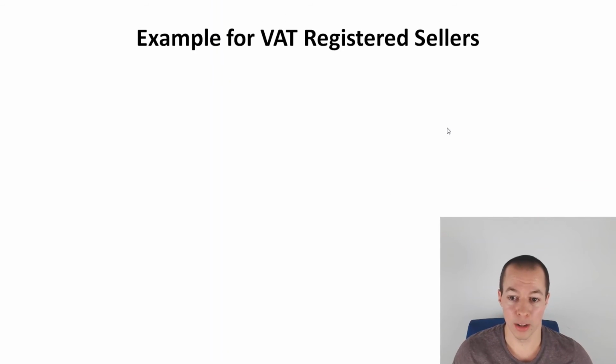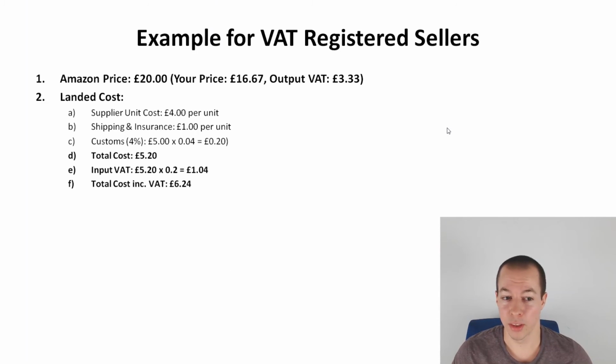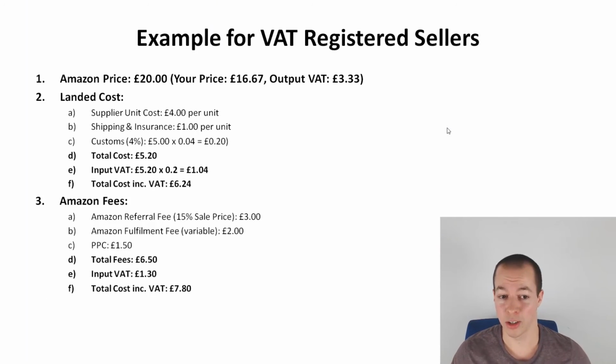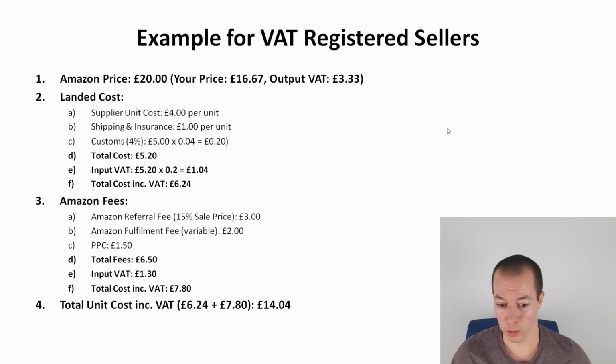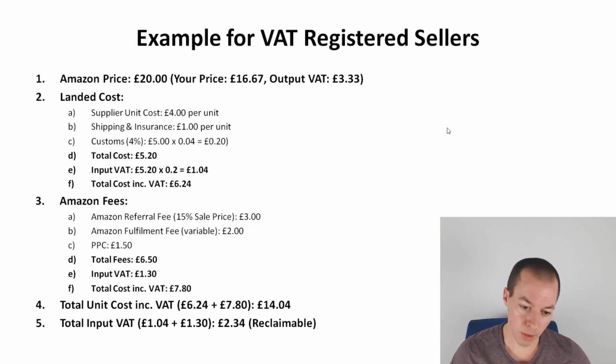You've already seen the breakdown of the landed costs and Amazon fees, because they remain exactly the same. You're still paying the exact same amount of VAT. The only difference is you can reclaim it this time. So as we go into this, we can see we've got the total unit cost is exactly the same, but the input VAT now comes into play.